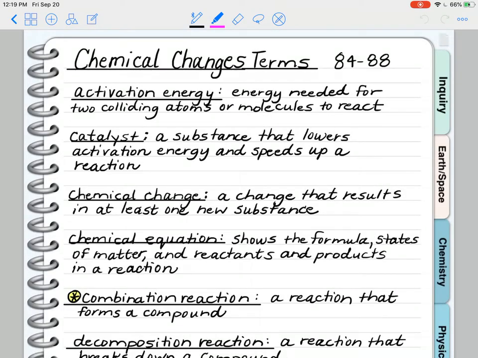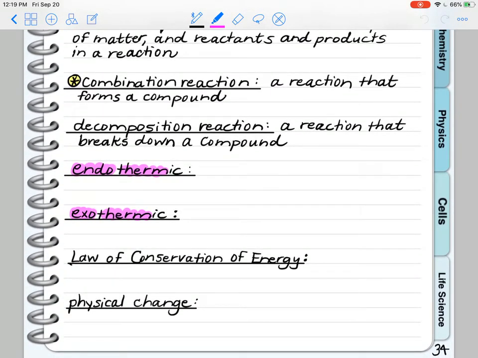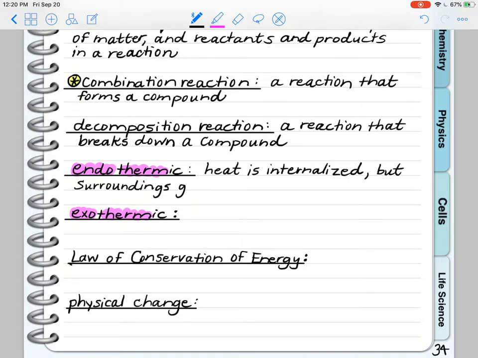Here we go. Endo, which means in, and therm means heat. Heat, therm, is internalized. It goes to the center, the inside. But the surroundings get cooler. So the heat is sucked inward, leaving the outside, the outer edges cooler.